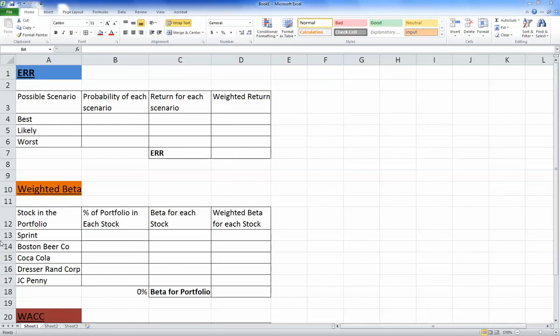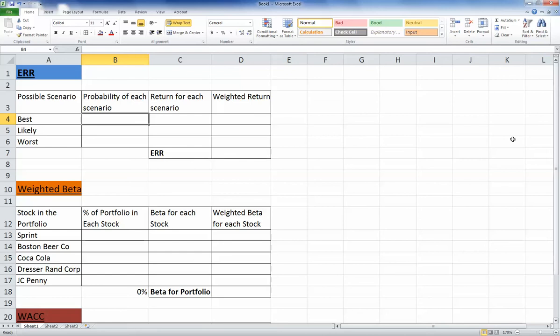Hi everyone, I'm going to be going over expected rate of return, weighted beta, and WACC today. And hopefully this Excel spreadsheet will help you guys study for the test on Monday. The first one I'm going to be going over is expected rate of return. A lot of these are set up like we did in class, so hopefully they're just a reminder for you.